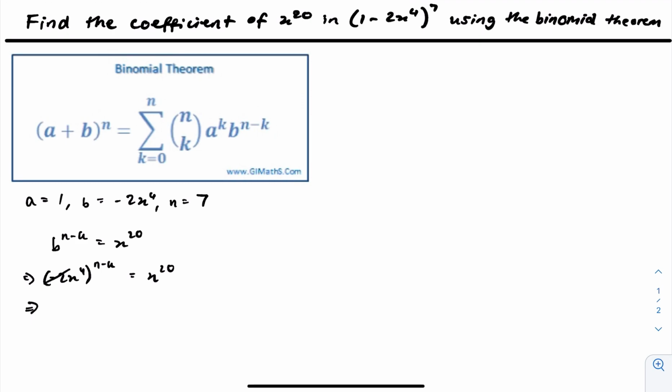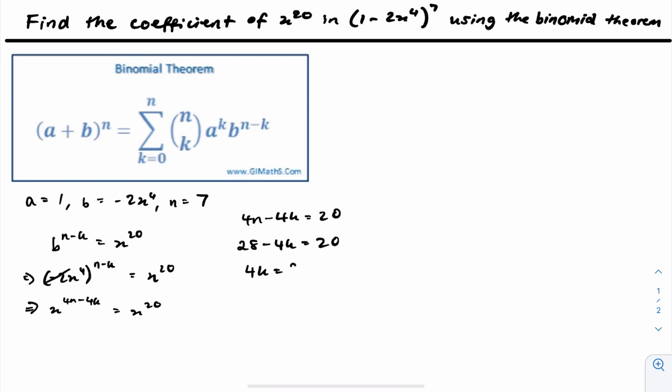Using indices, we get x to the power of 4n minus 4k is equal to x to the power of 20. That means that 4n minus 4k is equal to 20 since we have the same base. We know that n is 7, so 4n is 28. So 28 minus 4k is equal to 20. Just doing a bit of rearranging, 4k is equal to 8. So k is equal to 2. So we know that when k is 2, that's the term that's going to contain x to the power of 20. And all we do is substitute all our n, a, b, and k values into that part.